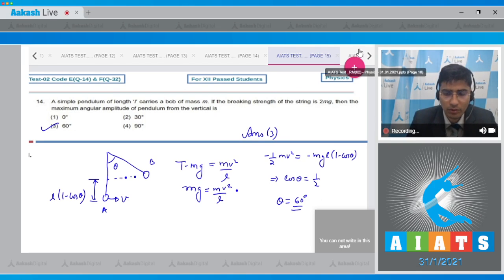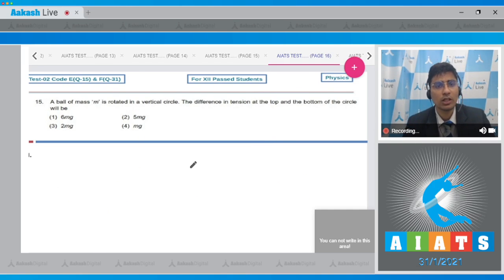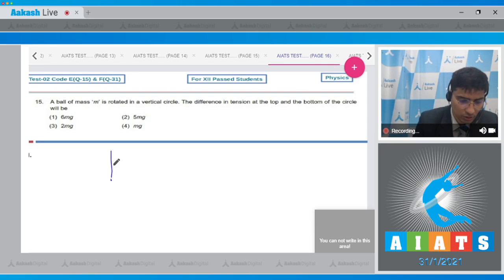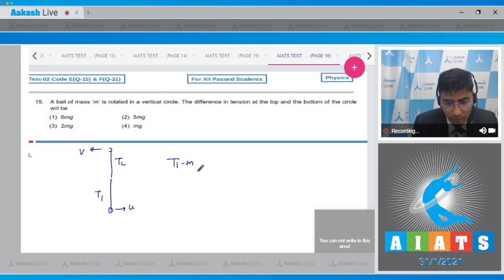Now, moving on to question 15. Question 15 says a ball of mass small m is rotated in a vertical circle. The difference in the tension at the top and the bottom of the circle will be. Now, dear student, this is the topmost position and this is the lowermost position. Let the velocity here be u and here it be v. Let the tension here be T2 and the tension here be T1. Now, at the lowermost position, we can write down that T1 minus mg is equal to mu square by L, and at the topmost position T2 plus mg will be equal to mv square by L.